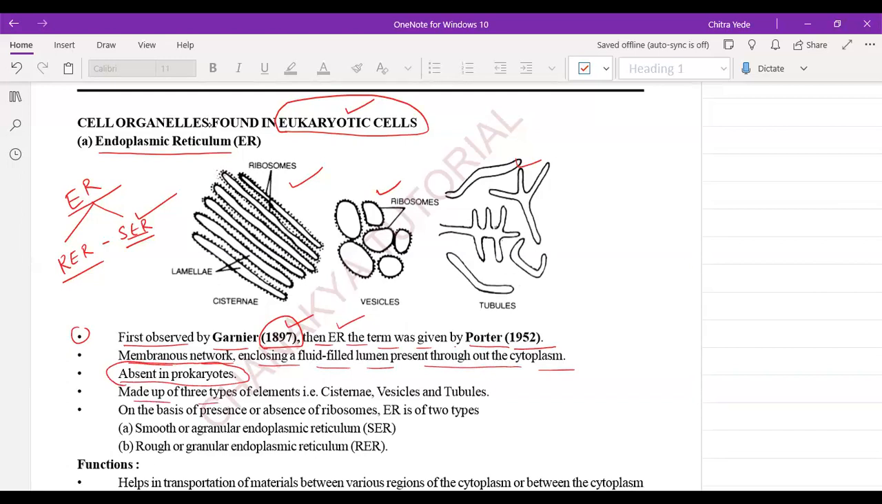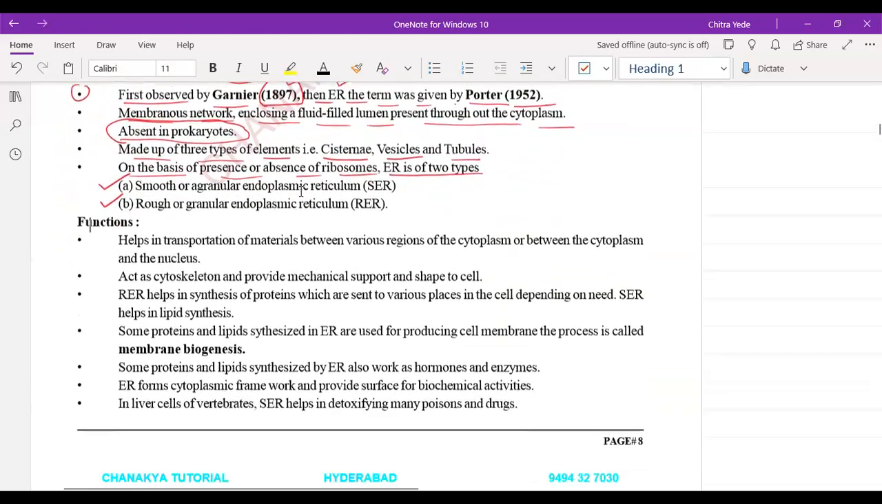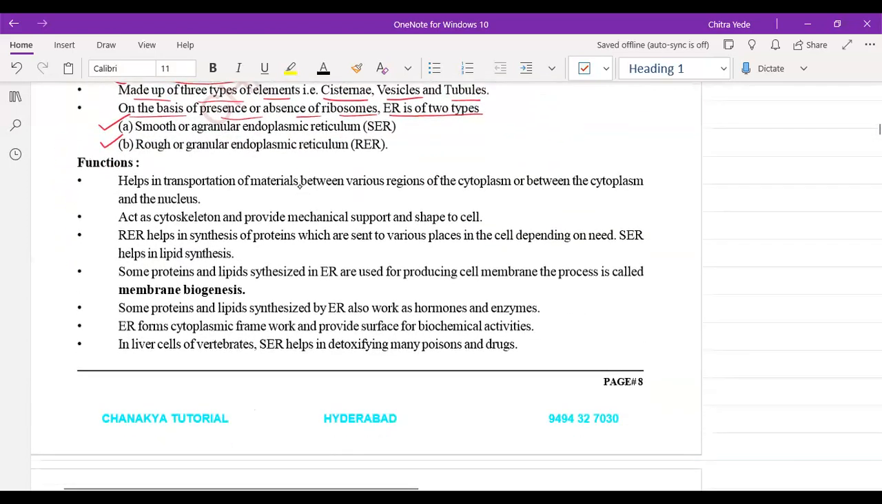It is made up of three types of elements: cisternae, vesicles, and tubules. On the basis of presence or absence of ribosomes on endoplasmic reticulum, we have two types: smooth and rough endoplasmic reticulum. Easy. Okay, now we are going to understand functions of endoplasmic reticulum.